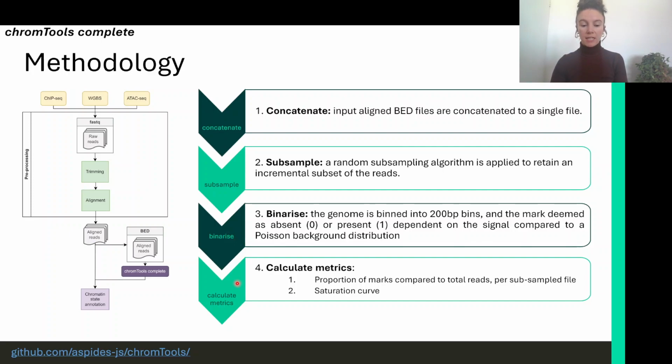The tool then calculates metrics and outputs 2 plots, one the proportion of marks compared to total reads, and the other a saturation curve with the expected maximum proportion of marks given that data set is also supplied.